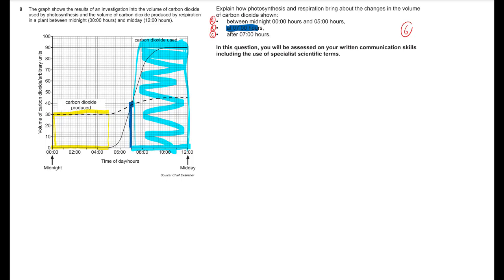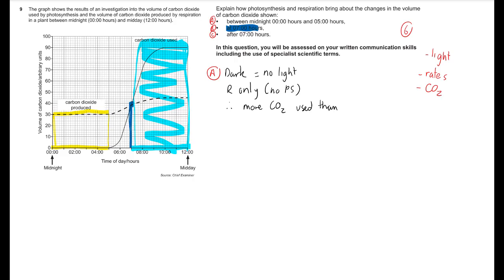So let's get into it then. So A. Now remember, when you're talking about this, talk about light, rates, and carbon dioxide. So link this to respiration and photosynthesis. So between 0 and 5, it's in the dark, so there is no light. So therefore, respiration only happens. There is no photosynthesis. So therefore, there is more carbon dioxide produced than used.